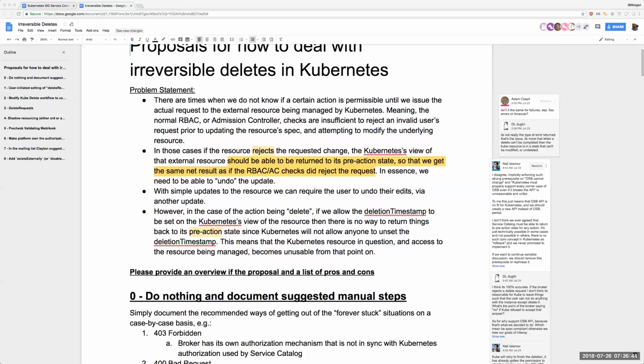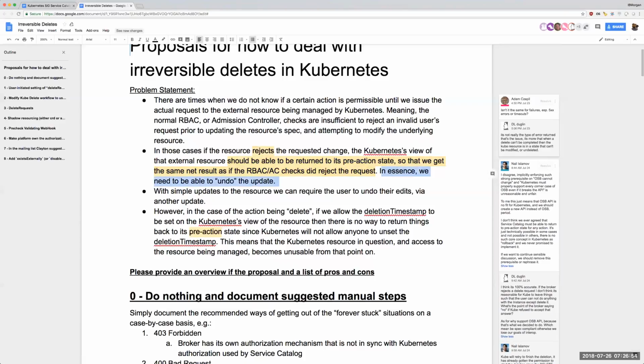So there is a statement which says, in essence, we need to be able to undo the update. I'm trying to see where that is. It sounds familiar, but where is that? Yeah, there it is. Okay, thank you. It just highlighted now. Okay, right.